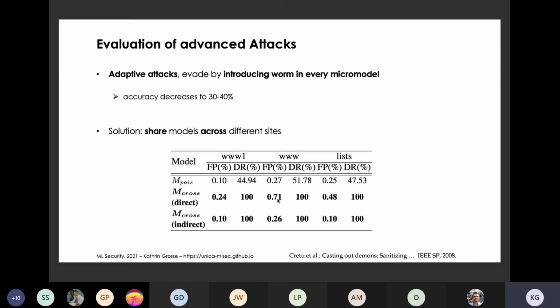And what we see here is the detection rate remains high, because this is what usually goes down, that not all things are detected. And the false positive rate is still fairly low.